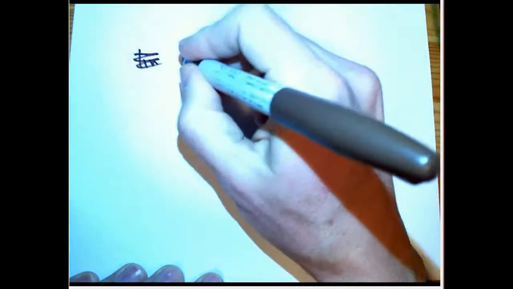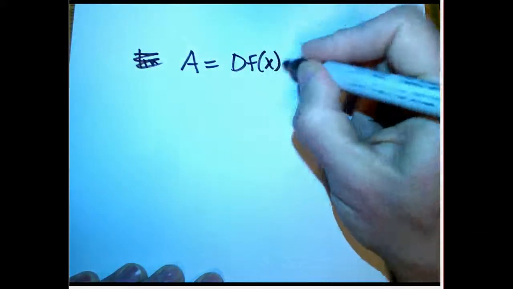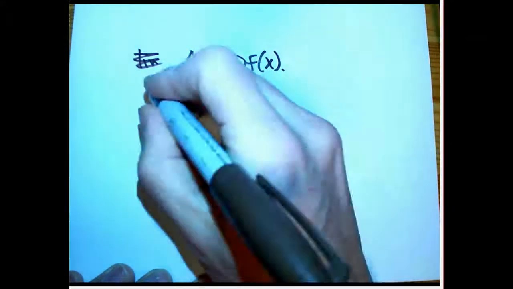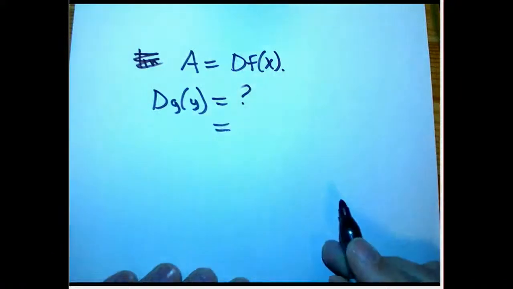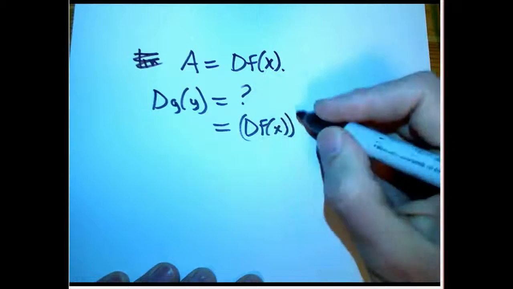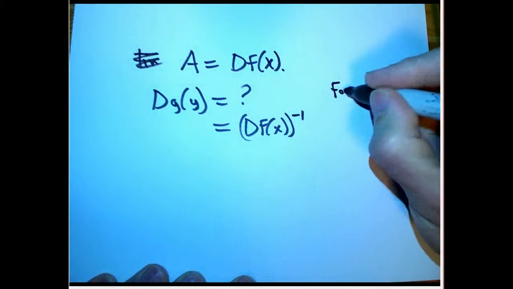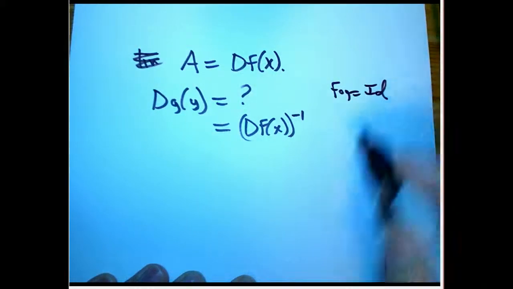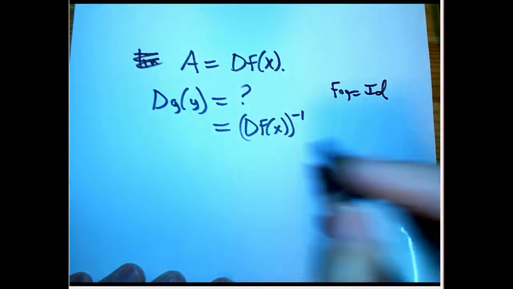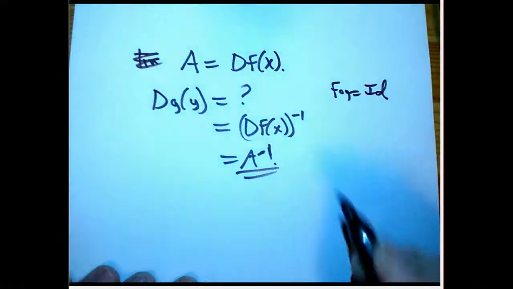Oh yeah, one more notational thing. So let's let a denote the derivative of f at x. Okay, what should be the derivative of g at y, where y is f of x? Okay, well, this is something that comes out of the chain rule. The claim is this is just the inverse of df at x, df at x inverse. And that's because when you compose f and g, that's supposed to be the identity map. And so the derivative of this composed with the derivative of this should be the identity matrix. That's the chain rule.